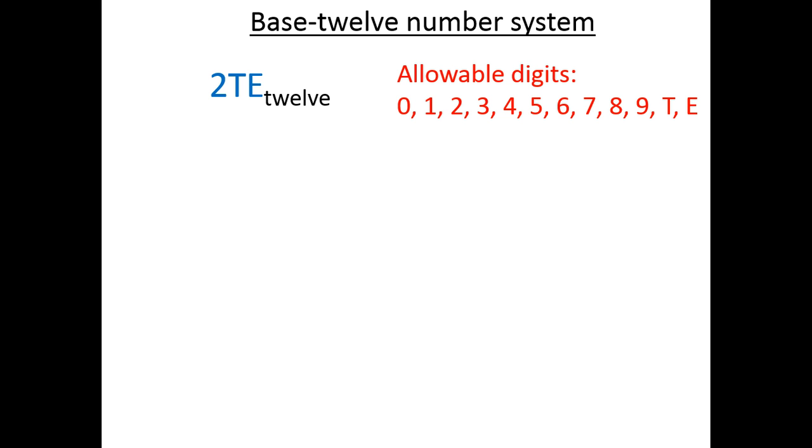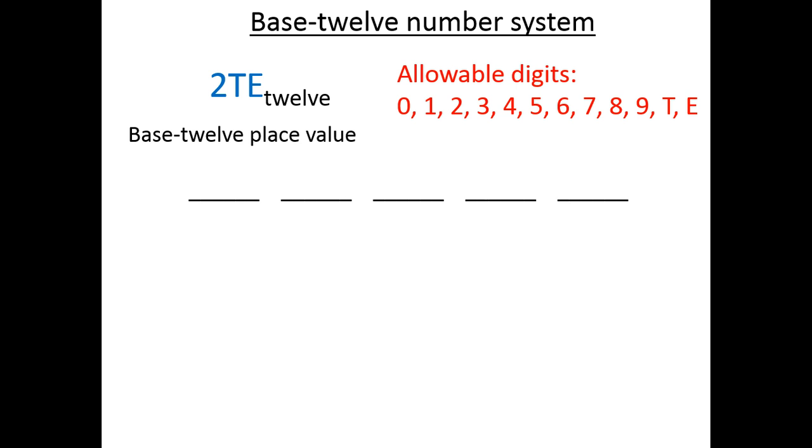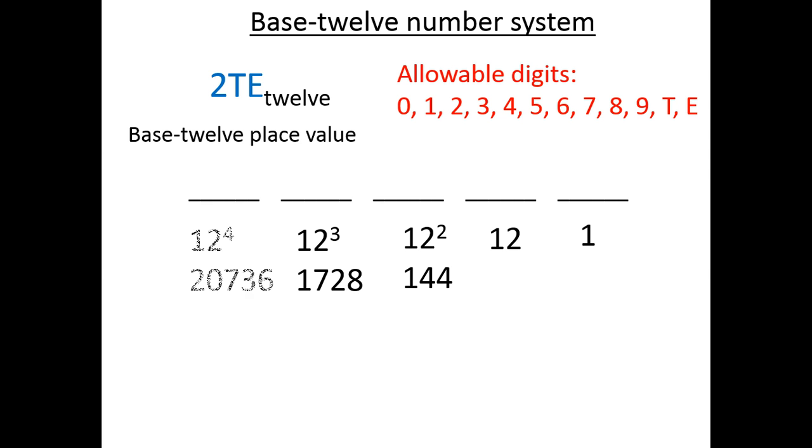So if we have the number 2TE in base 12, what does that mean to us? Well, we have to think about base 12 place value. Furthest to the right is how many ones there are in the number. To the left of that is how many groups of 12. To the left of that is how many groups of 12 squared, or 144s. And every time we have a digit that's in a place value further to the left, the value of that place increases by a factor of 12.